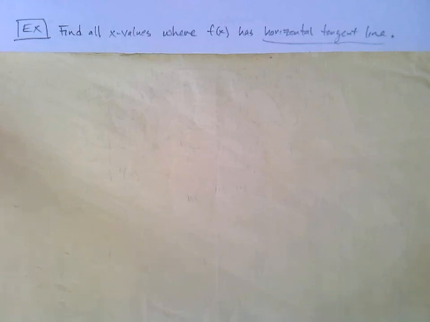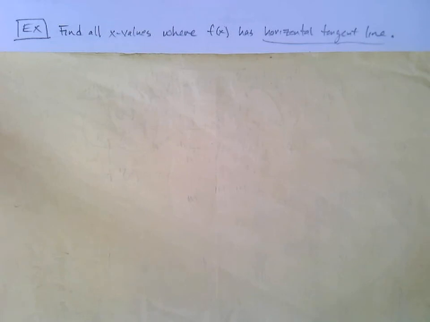We conclude this section with one more example. It says find all x values where f of x has a horizontal tangent line. Now in this case, we're being asked to do more than simply take a derivative only. Once we have the derivative, we then have to do something with it. So find all x values where the function has a horizontal tangent line.